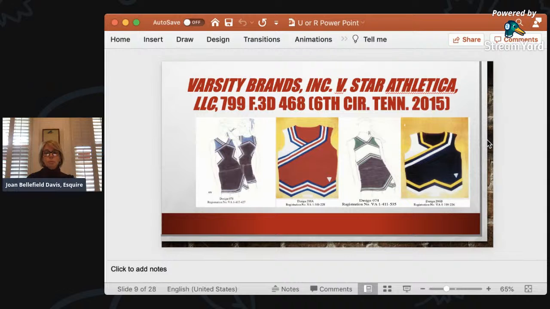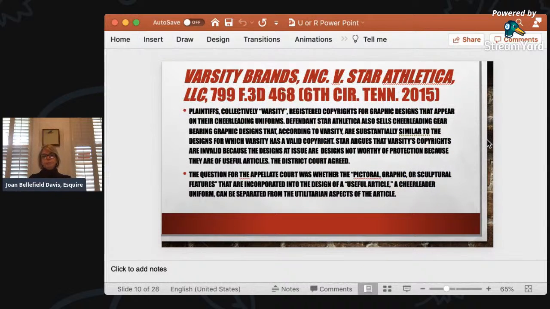were what the dispute was regarding. So the question for the appellate court was whether the pictorial, graphic, or sculptural features that are incorporated into the design of a useful article. Here in the US, we consider clothing a useful article, and usually it is not subject to any type of copyright protection.